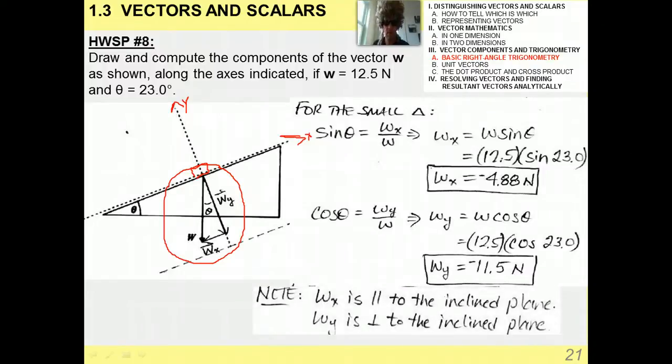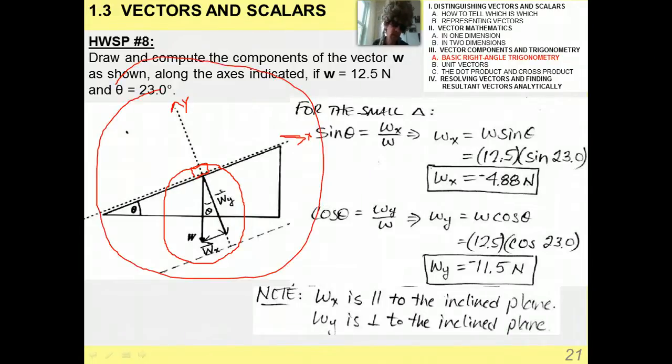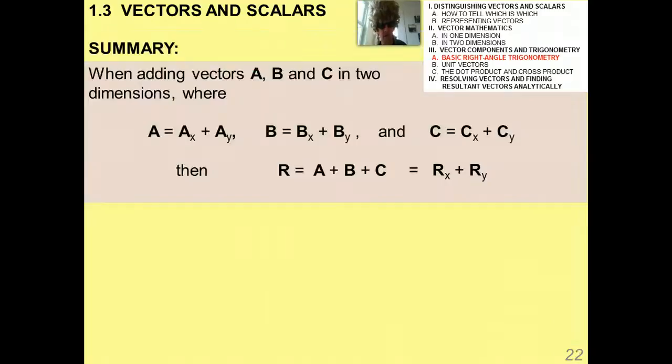Now, notice that Wx is parallel to the inclined plane and Wy is perpendicular to the inclined plane. And that's because I cleverly rotated my entire Cartesian coordinate system such that the plane was the x-axis. So we're going to do that all the time when we deal with forces and things on inclined planes. This is a very important problem for you to understand.